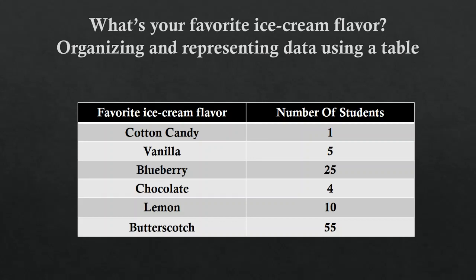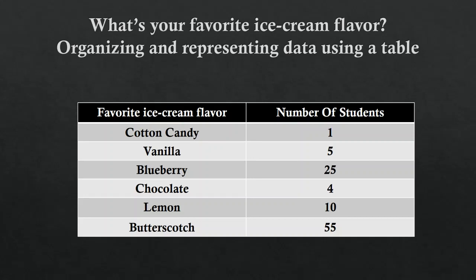The title of the first one on the left is favorite ice cream flavor. And we have picked the flavors, and the respondents will pick one of them only as a favorite ice cream flavor. The flavors are cotton candy, vanilla, blueberry, chocolate, lemon, and butterscotch. And the number of students are on the second column, which is the right column. It represents the number of respondents. And in this case, we have asked students, so the respondents are students. That's why the title is the number of students.